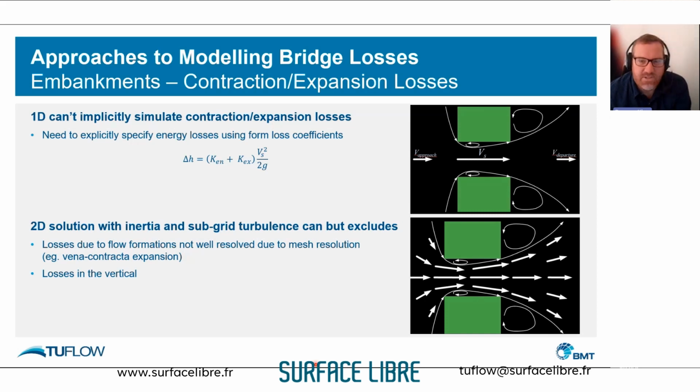What is less well represented with the 2D approach is this vena contracta. We don't necessarily represent that particularly well. And also with our 2D approach, it's a depth averaged approach. So any losses in the vertical and variations in the vertical, we can't represent those using a standard 2D depth average solution.